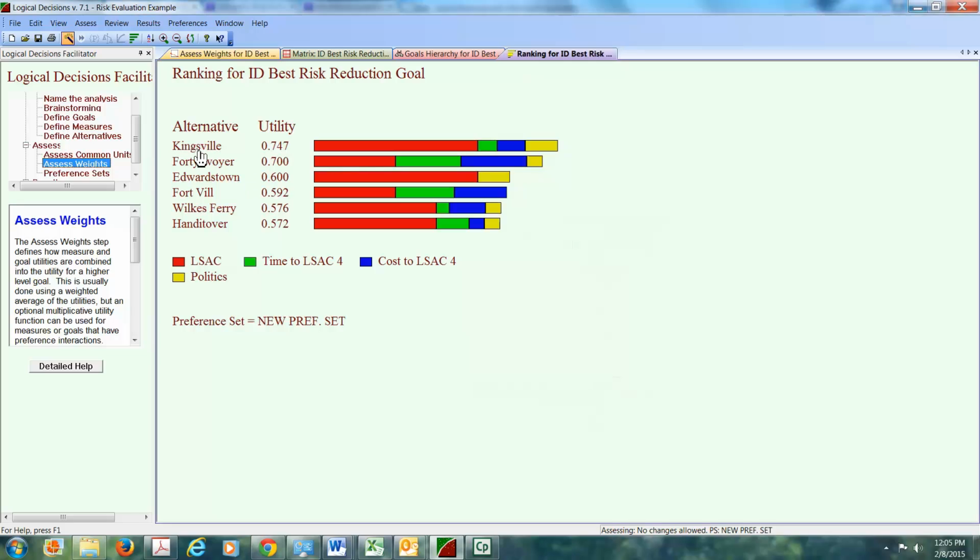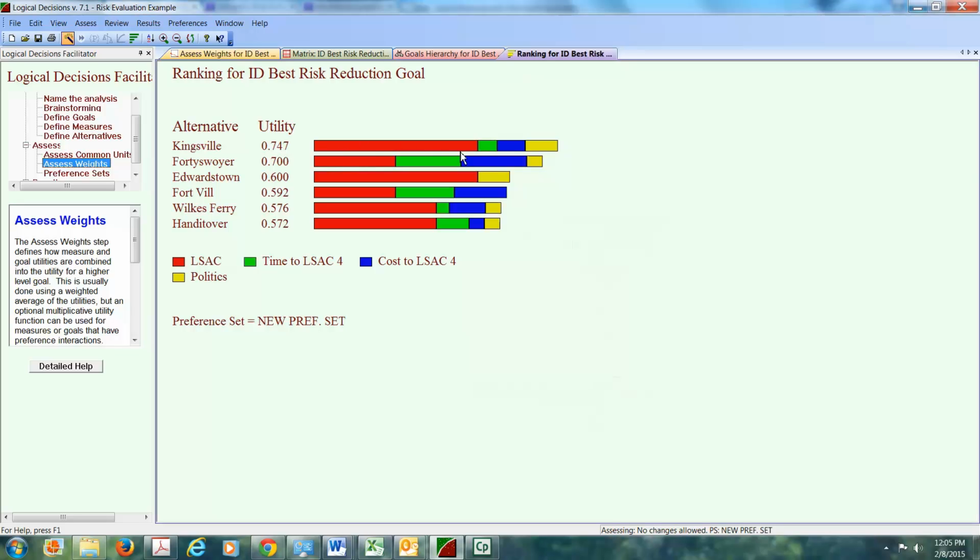Notice now, and I'll show you before we leave, Kingsville, 40 Sawyer, Edwardstown, Fortville, Wilkes Ferry, and Handed Over. These are the levees that we're looking at. These numbers here combined, the biggest number means this is the best risk reduction choice. So Kingsville is the best risk reduction choice.